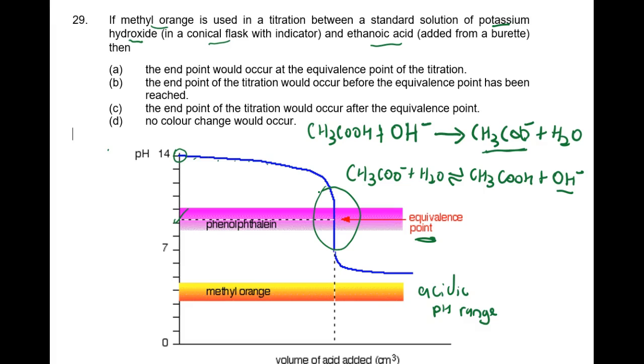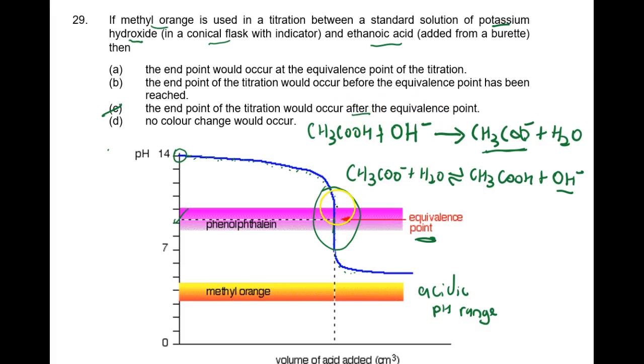So in this case, if you were to use the wrong indicator and methyl orange was used instead, your titration or your neutralization reaction will still proceed, whereby once the equivalence point has been reached, there will not be a color change. But upon addition of more and more acid, that is where you may see a color change happening, if at all. So what's going to happen here? You are going to choose your answer, which is C. The end point of the titration would occur after equivalence point.